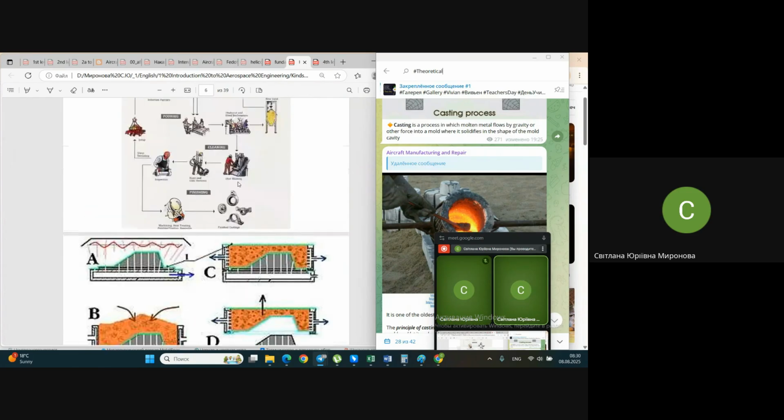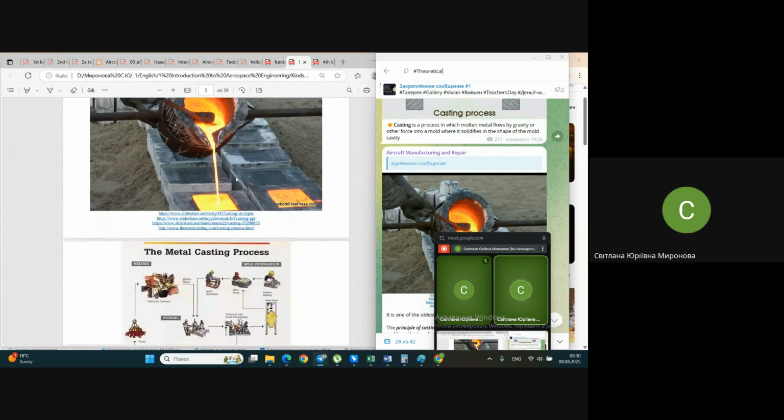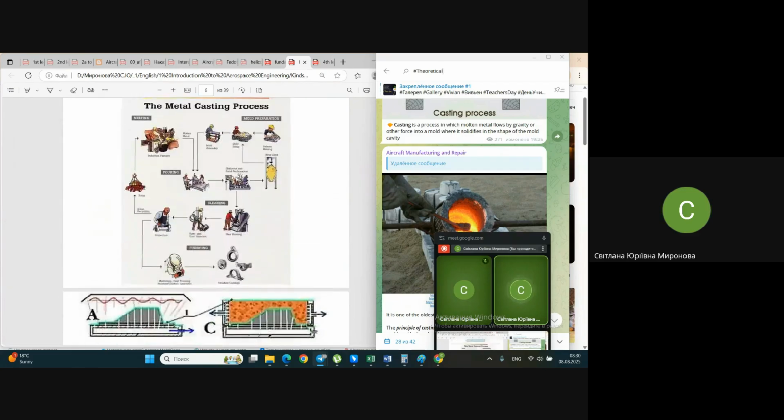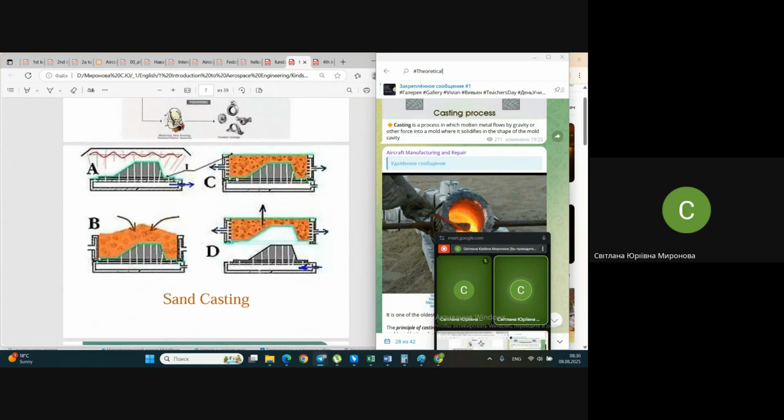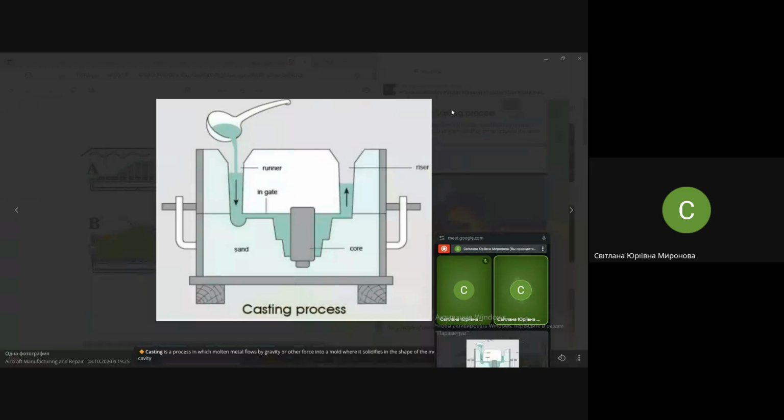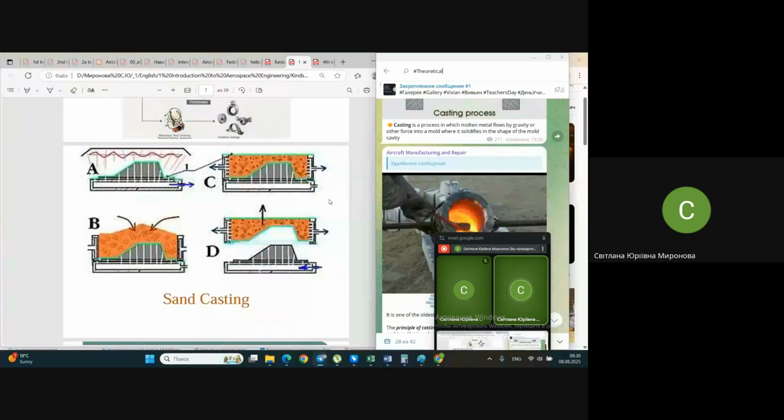And next, how does it work? We have already imagined this casting process. Once again, it comes down to complex shapes. That is why casting is valued, let's say.